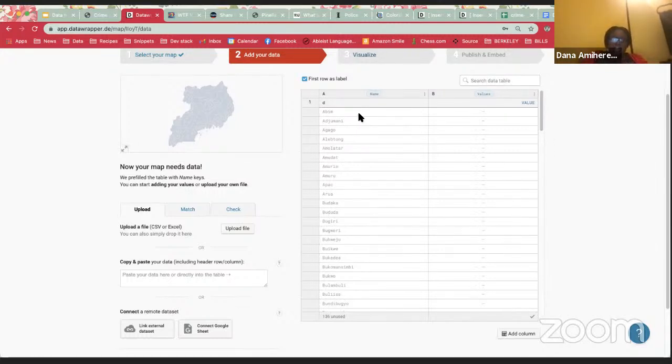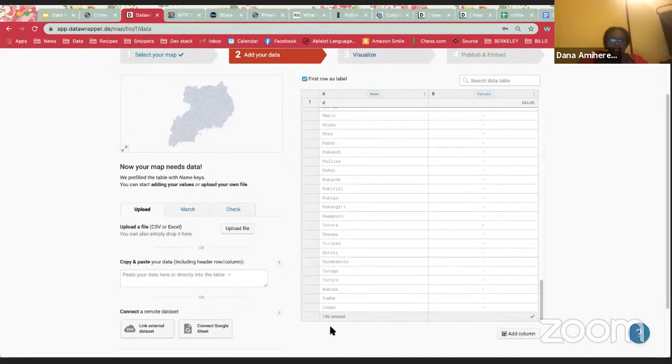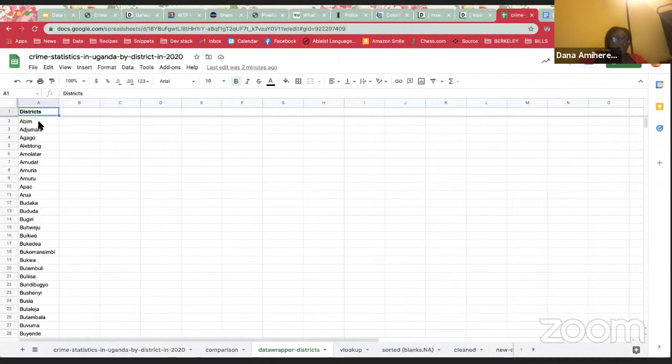I'm guessing D is for district, and then this is for the value of the data that we're going to put in. So what I did is I copied the names of all of these districts. I go all the way down. It says there are 136. And let me go back to our data here. So I copied all of these into my spreadsheet here so that I could see what all of them are, my data wrapper districts.